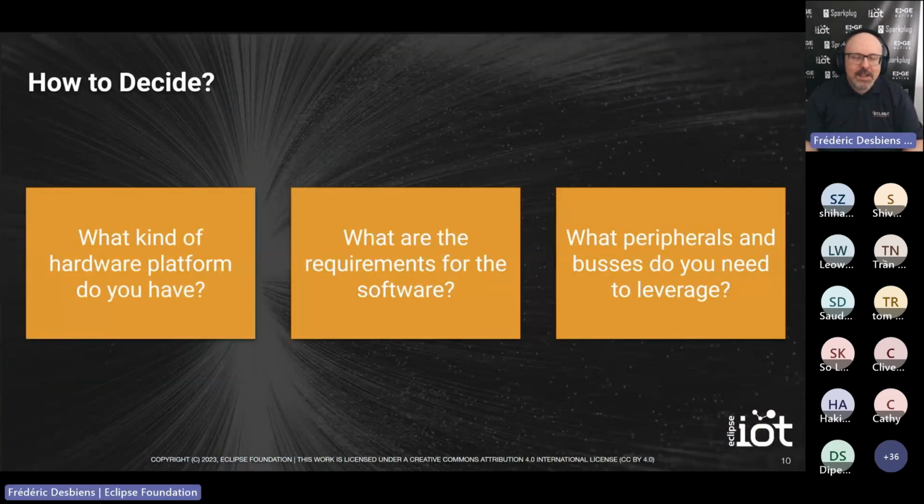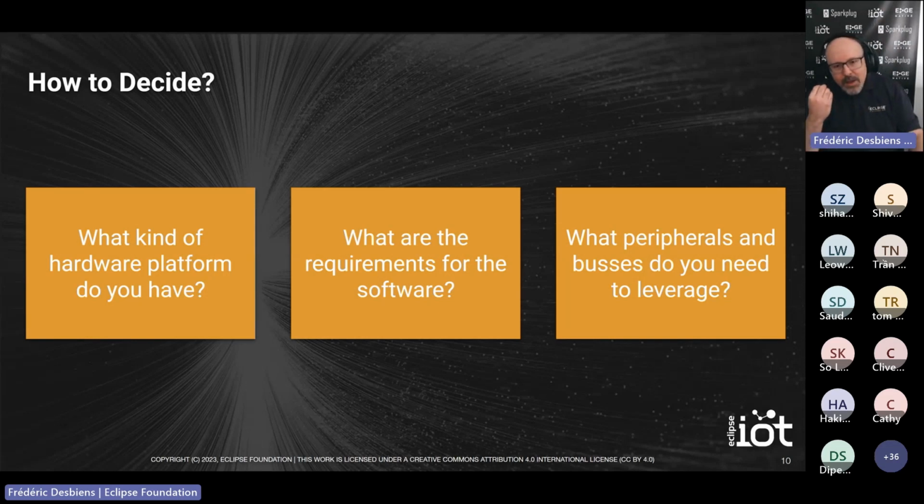So how to decide which real-time OS or which bare metal framework I would be using in order to support my use case? And really, this boils down to three main points there. There are many others. Once again, I'm oversimplifying since this is a short presentation, but really, you need to ask yourself what kind of hardware platform you have first. And of course, using a real-time OS with extensive hardware support like RT-Thread is one good way to address that particular point.